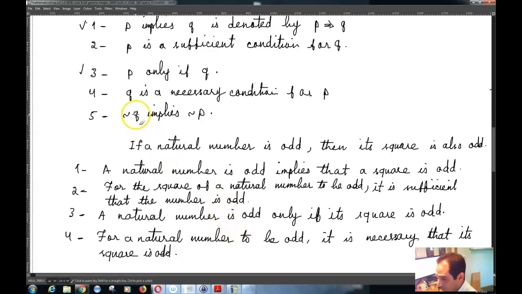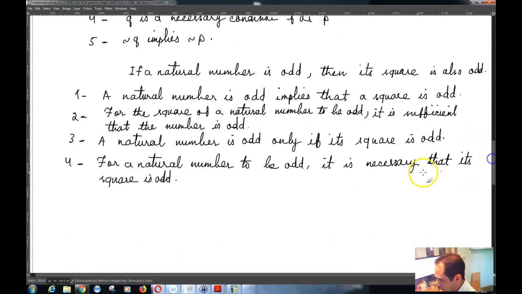And number 5, we said that basically not Q implies not P, meaning that if the square of a natural number is not odd, then the number is not odd. So if the square of a natural number is not odd, then the natural number is not odd. So that way you can write it.